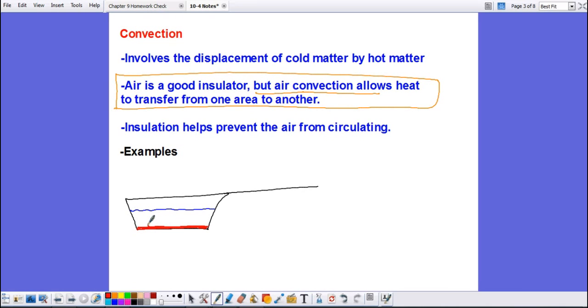Well, as this water gets hot, it's going to rise up. And then after it gets to the top, it's going to be closer to the air, so it's going to cool down, and then it's going to fall back down, and then it'll heat up again. And that is how the heat circulates throughout the pot of water. So conduction right down here, but convection within the water.